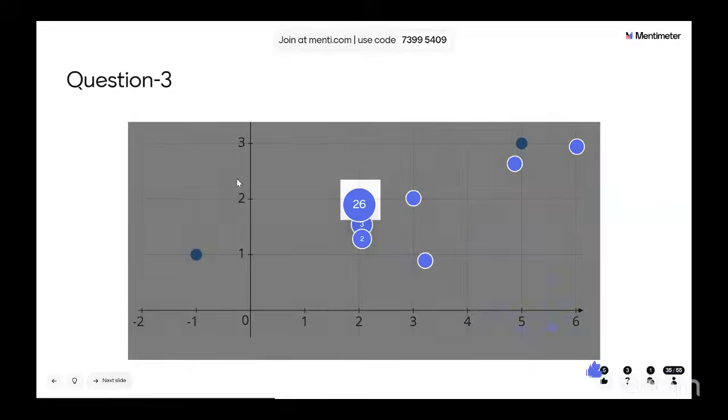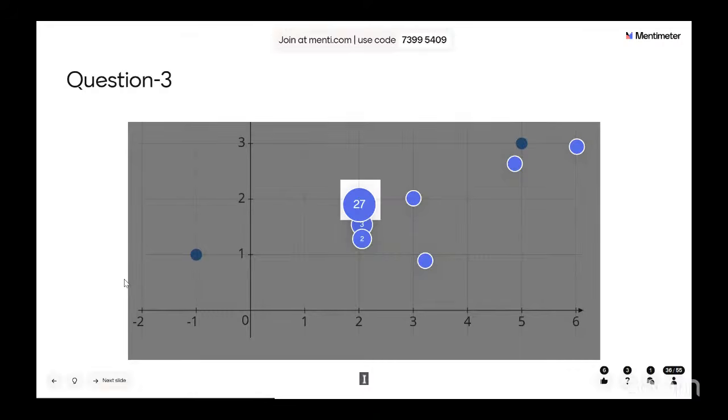The mean center would be the midpoint between the 2 points. So that is 5 plus minus 1 by 2, that is 2. Then y1 plus y2 by 2, that is 3 plus 1 by 2, 2. So the mean center is 2, comma 2. Correct. The midpoint formula. Correct.